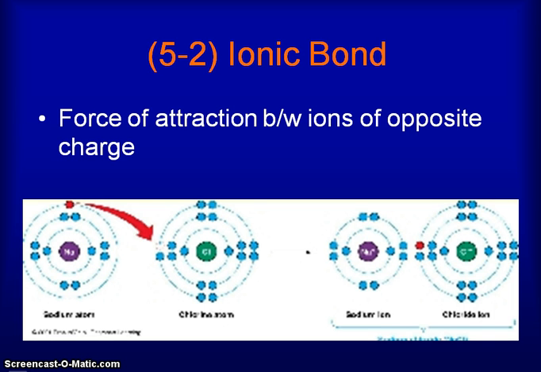Chapter 5, Section 2 continues on with ionic bonds. Ionic bonds are just a force of attraction between ions of opposite charges, so electrons being transferred from the positive ion to the negative ion. Here the diagram is showing a sodium electron being transferred to a chlorine ion in order to form sodium chloride.